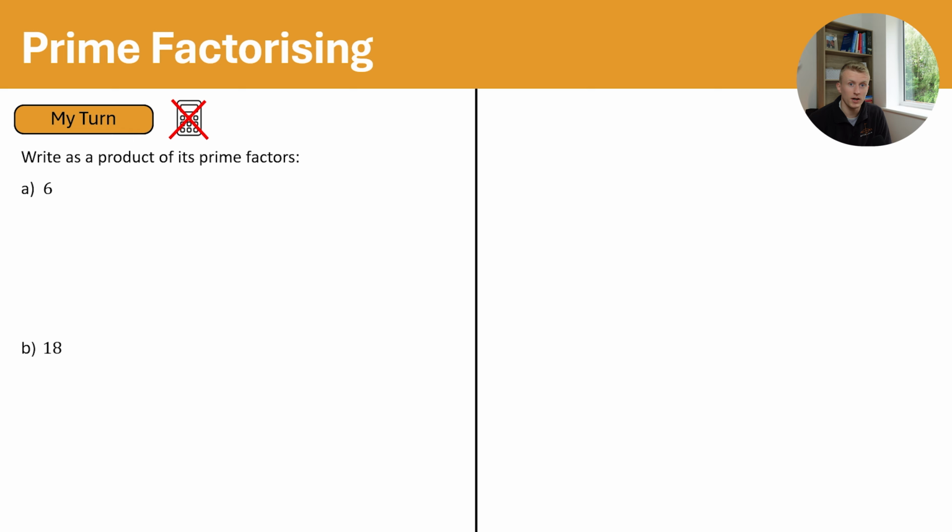Hi everyone, it's Scott from Maths Logos, and in this lesson we're going to look at how we can prime factorise numbers, and we're going to look at quite a few different ways that this question can be asked. Okay, let's look at our first example. Write as a product of its prime factors 6 and then 18.